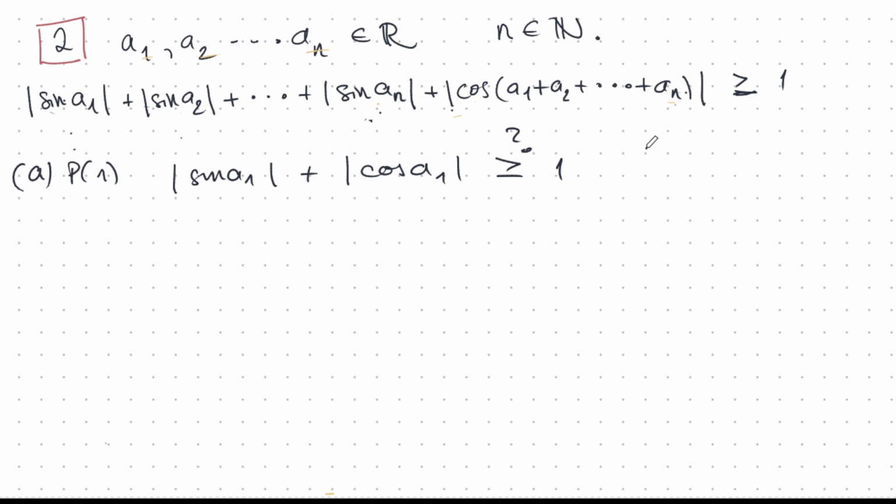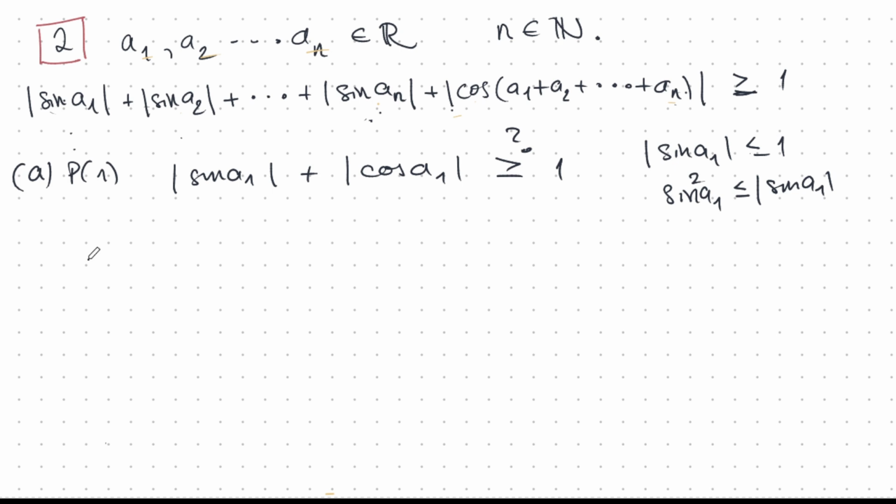Well, let's think about this. |sin A1| is less than or equal to 1. So if I square this, I get sin squared A1, and I can remove the absolute value because sine squared is always positive. But the interesting thing is that sin squared A1 has to be less than or equal to |sin A1|, because I'm squaring a number that's smaller than or equal to 1. So it's got to be smaller or equal to that.